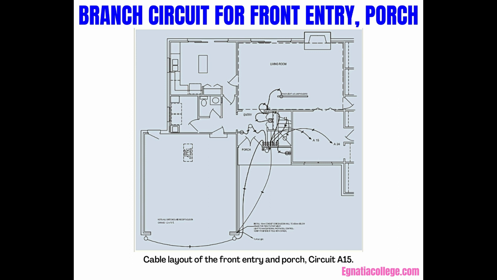From this box, the circuit spreads out, feeding the entry light, the stairwell light, the closet light, the porch bracket fixture, the 2 bracket fixtures on the front of the garage, 1 receptacle outlet in the entry, the track light in the living room, and the post light in the front lawn.